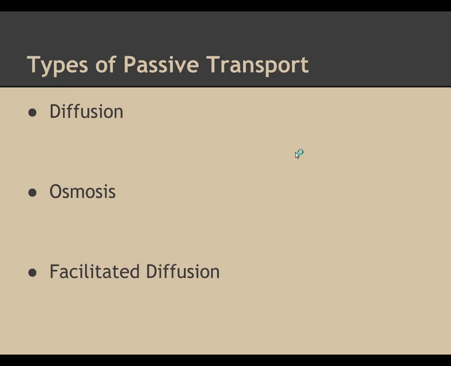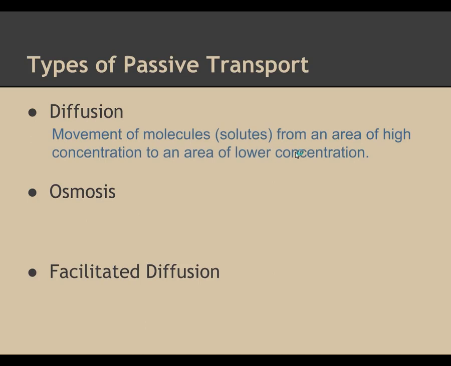So we've mentioned this before. There are three types of passive transport, and these definitions are a little bit different than the ones that I gave in the beginning in the first set of notes. These are a little bit more detailed. So diffusion, it's the movement of molecules or solutes from an area of high concentration to an area of lower concentration.